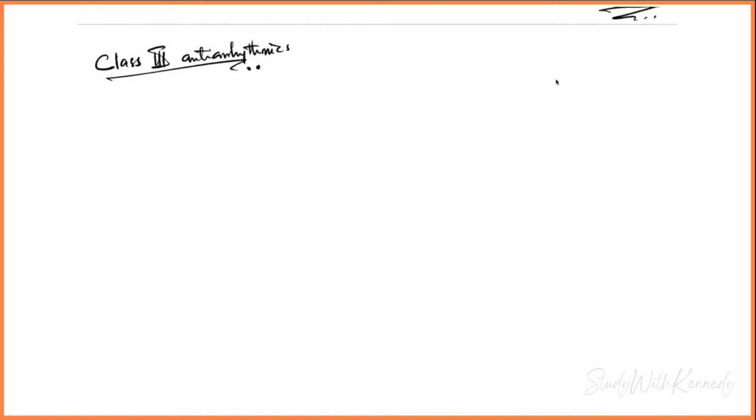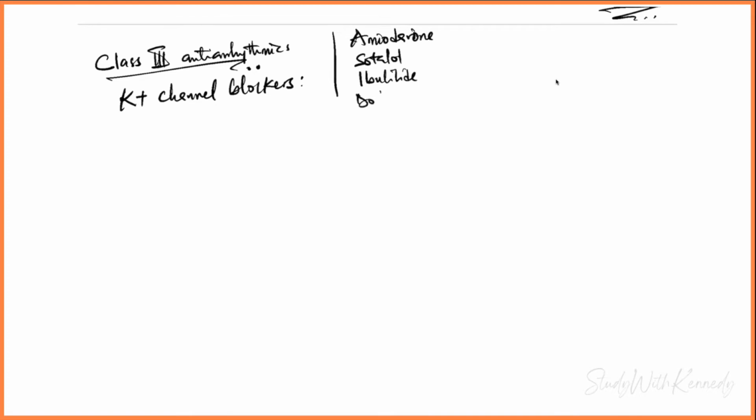The next set of medications we are going to look at are class 3 antiarrhythmic medications. And class 3 medications are potassium channel blockers. These medications include amiodarone, sotalol, ibutilide, right? And you can add dofetilide, but ibutilide and dofetilide are really similar medications. These are potassium channel blockers.